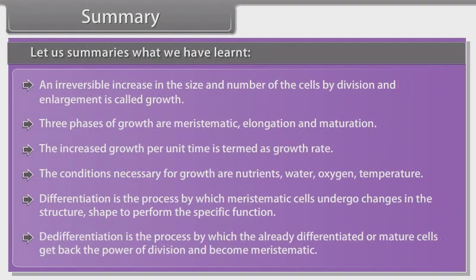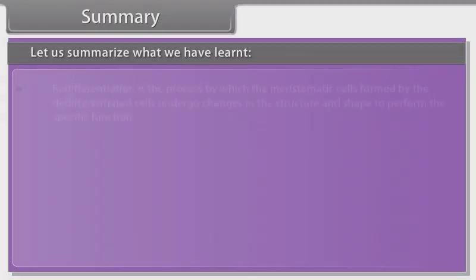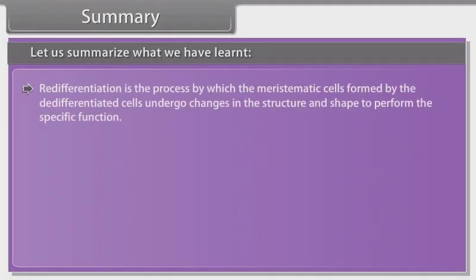Dedifferentiation is the process by which the already differentiated or mature cells get back the power of division and become meristematic. Redifferentiation is the process by which the meristematic cells formed by the dedifferentiated cells undergo changes in their structure and shape to perform the specific function.